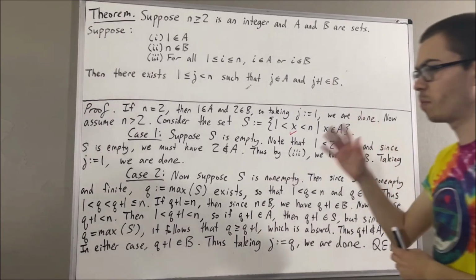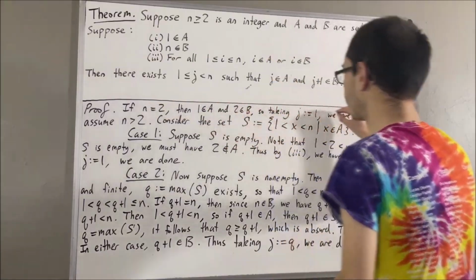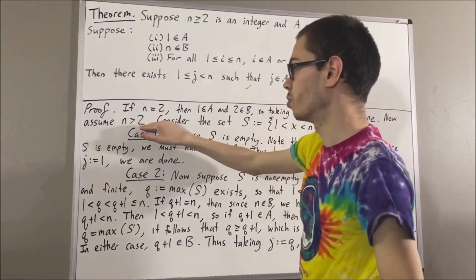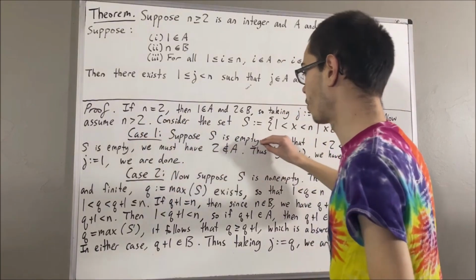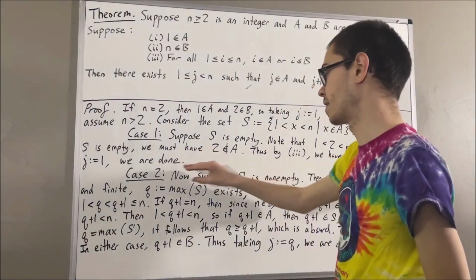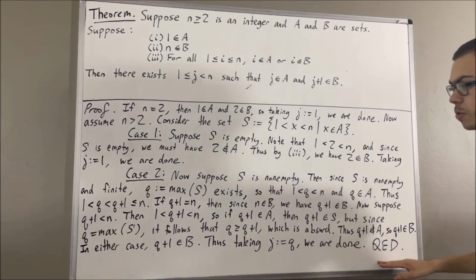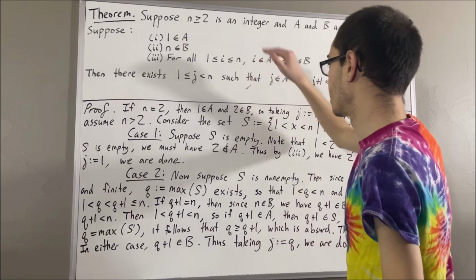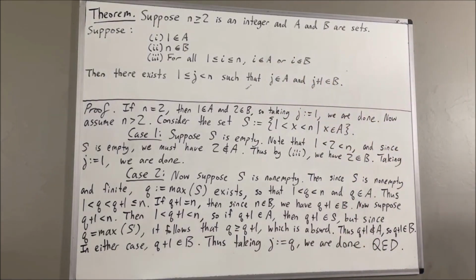Because we've exhausted all possibilities. In one case, if we have N is equal to 2, then we found a choice for J. Otherwise, in the case N is greater than 2, well, we consider two possibilities as well. If S is empty, then we found a valid choice for J. If S is non-empty, then we found a valid choice for J as well. So we've exhausted all possibilities. No matter what, we're able to find a choice for J such that this happens. And so yeah, that's pretty much it for this video.